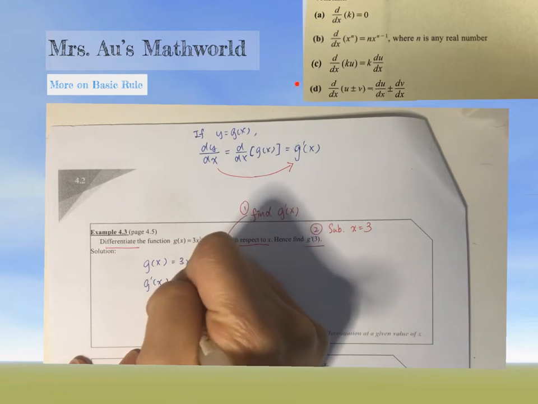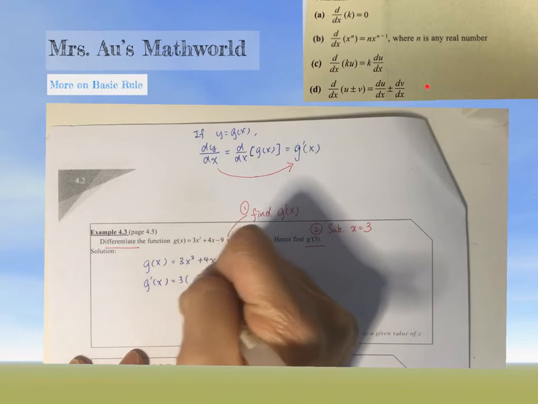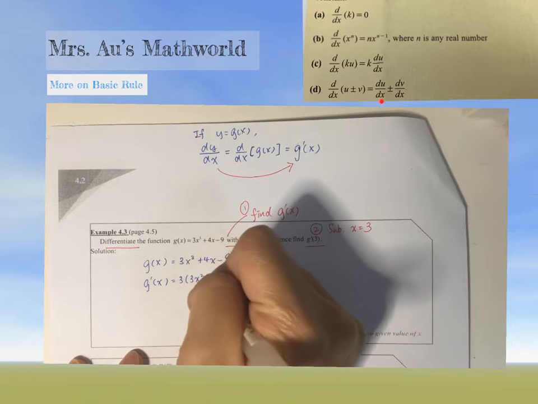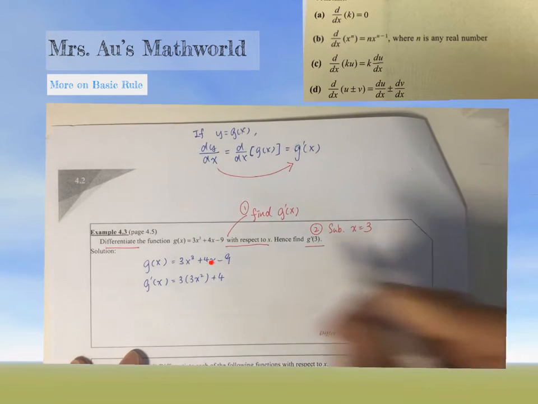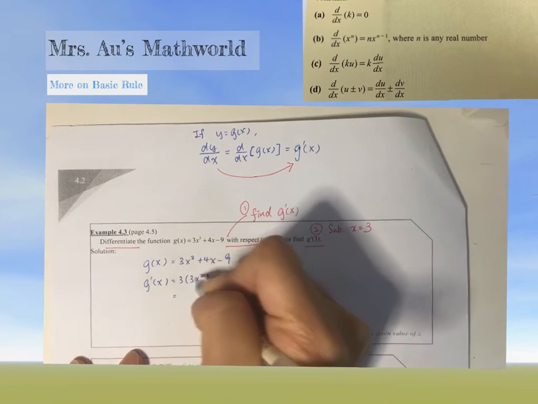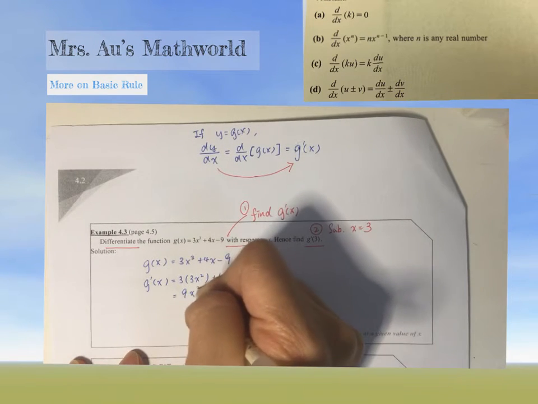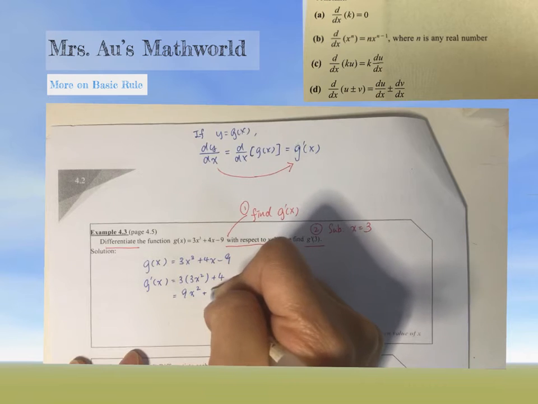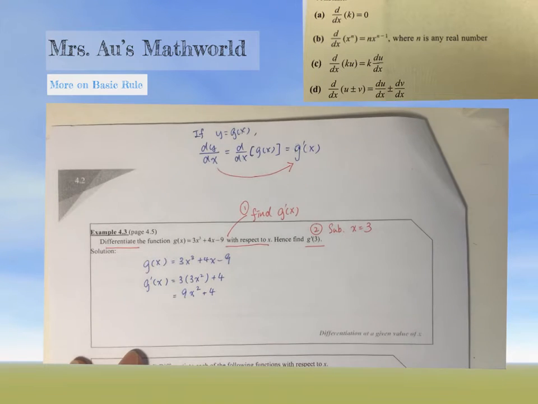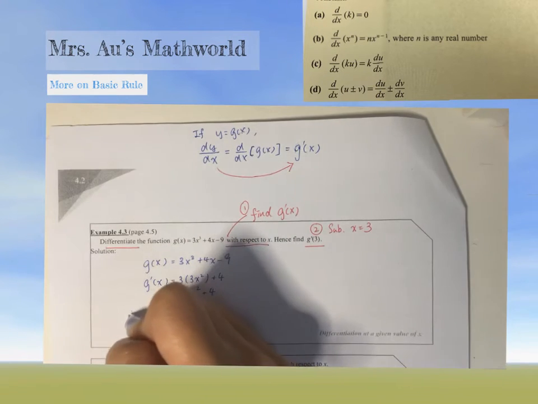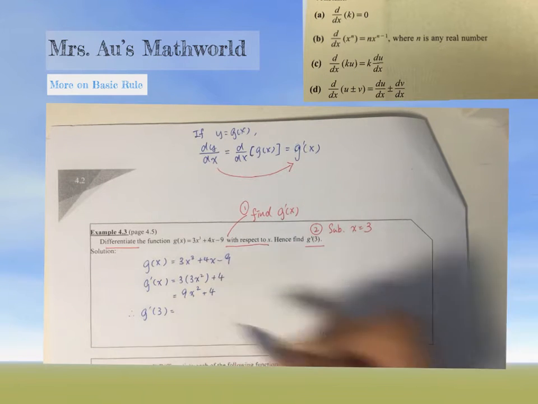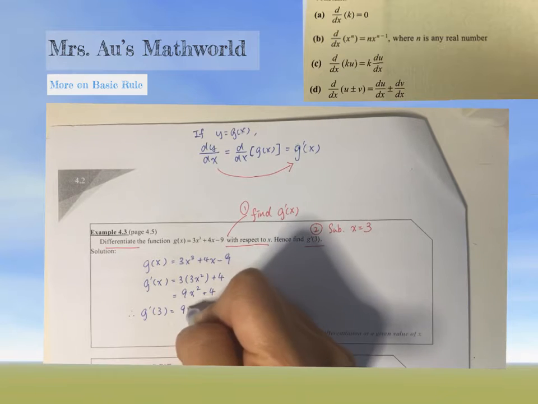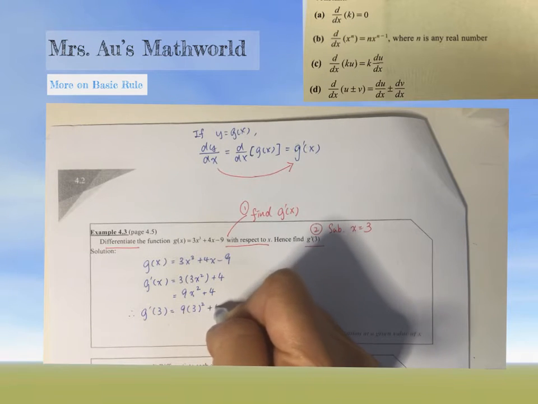So we still use part D, the basic rule. For addition, we can do that one by one. Differentiate one by one. So 4x goes to 4 when we differentiate, and for negative 9, the derivative is 0. So that means we get g prime x to be 9x squared plus 4. And then we substitute x equals 3 in part 2 to continue.